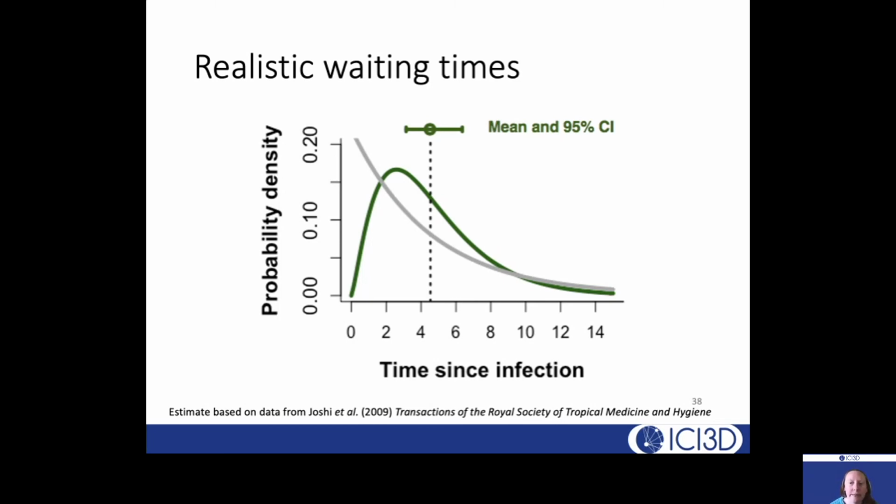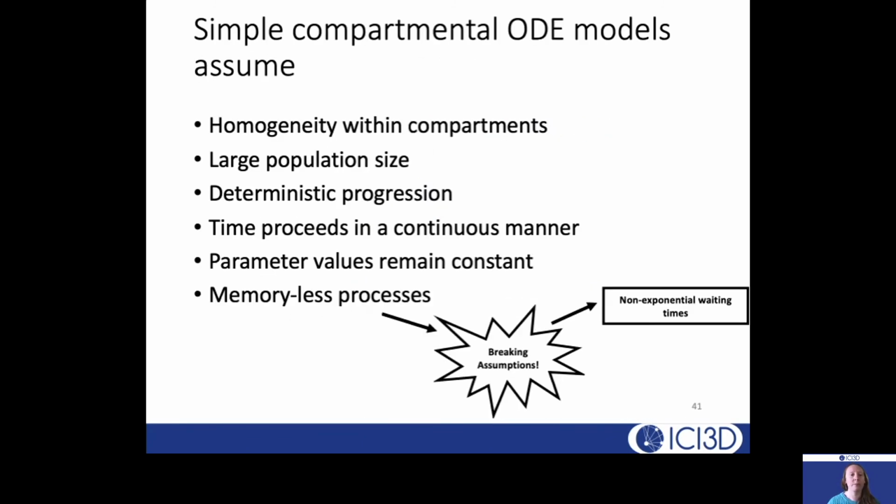The gray curve shows the exponential fit to the data, and the green curve shows the best fit gamma distribution, which has a mean of 4.5 days and a shape parameter of 2.3. The gamma distribution is a much better representation of the actual distribution of the data. But as we've seen, simple ODE models implicitly assume exponential waiting time distributions. We'll talk more about the assumption of memoryless processes and ways to break this assumption during Thursday's interactive session when we do the tutorial on HIV in Harari.